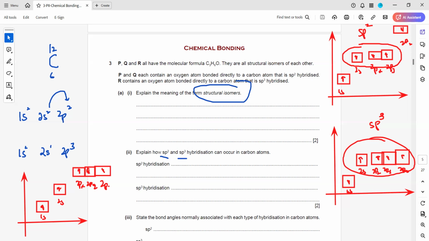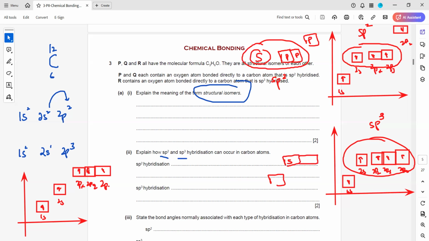So in sp2 hybridization, one of the s and two of the p's have the same energy, another p is having a higher energy. Because their energy becomes same, we call it sp2. But in sp3 hybridization, what happened? One of the s and three of the p's all have the same energy. So that we call sp3 hybridization.